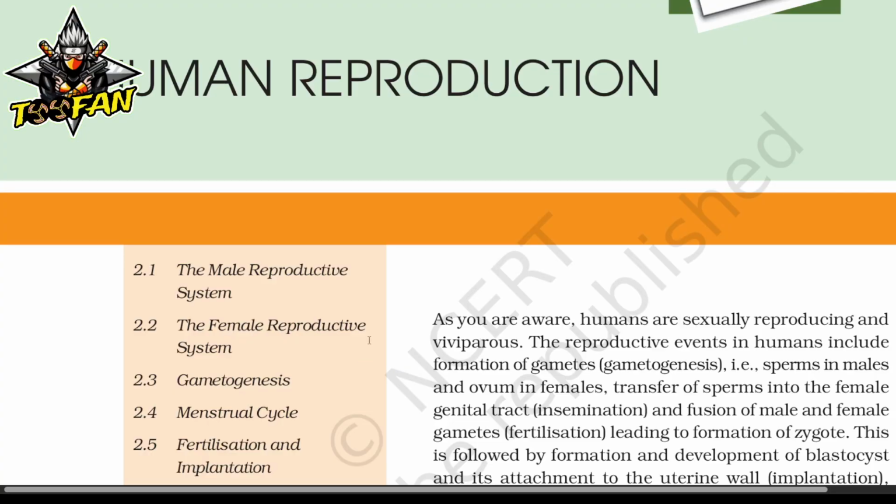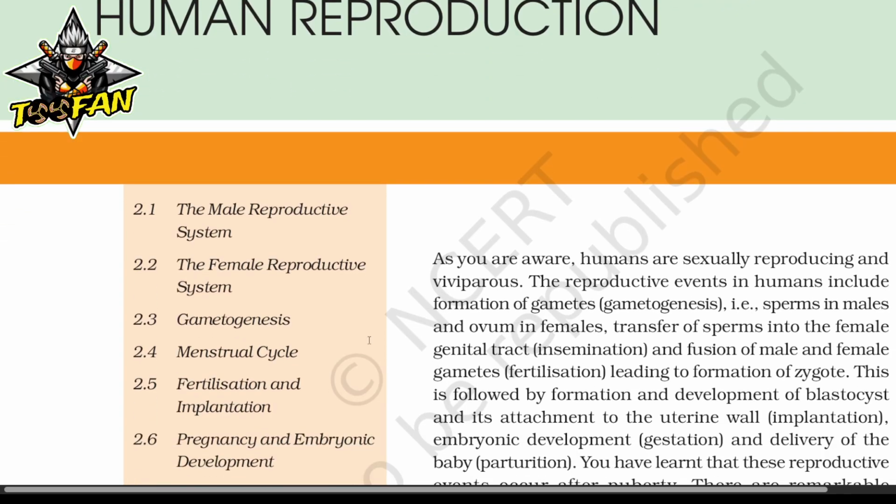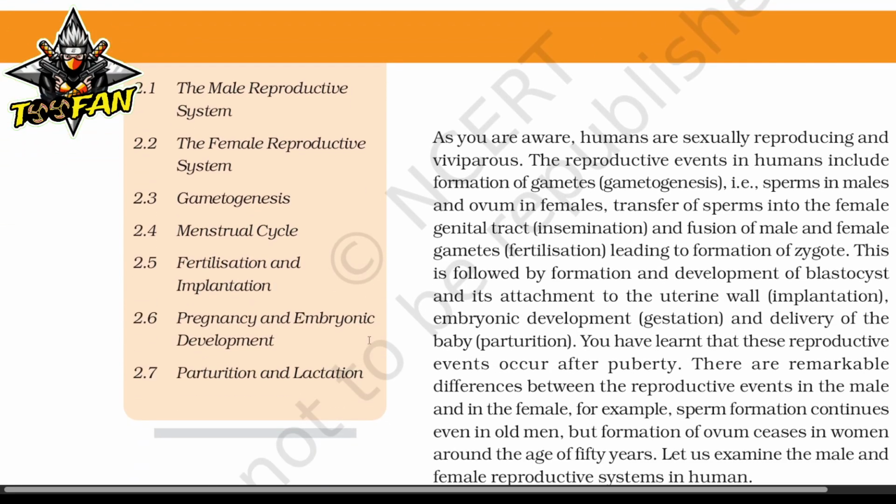The reproductive events in humans include formation of gametes, gametogenesis, that is sperms in males and ovums in females, transfer of sperms into the female genital tract, insemination, and fusion of male and female gametes, fertilization, leading to the formation of the zygote. This is followed by the formation and development of the blastocyst and its attachment to the uterine wall, implantation, embryonic development, gestation, and delivery of the baby, parturition.